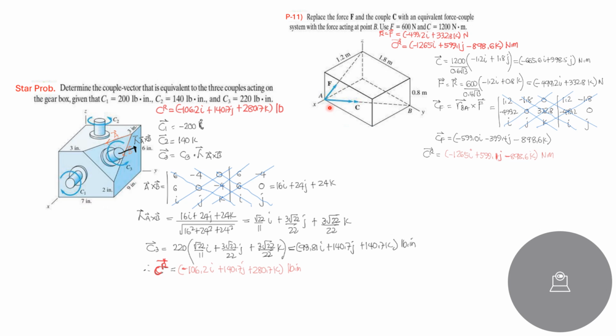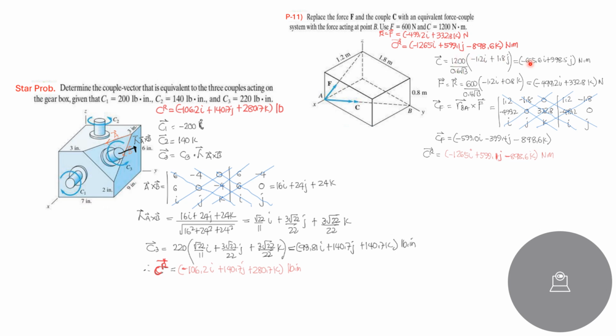So the couple C in vector form is magnitude, which is 1,200. Then couple C, your right thumb is in that direction, and that direction is along Y 1.8, along X negative 1.2. So negative 1.2i, positive 1.8j. Then divided by square root of 1.2 squared plus 1.8 squared, that's 0.6 square root of 13.